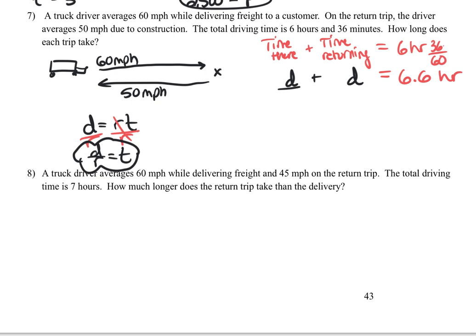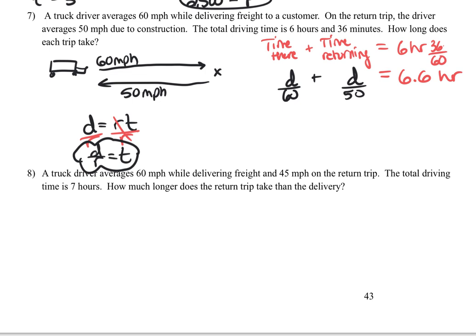And so if I don't know the time there, I can actually substitute it with the distance over the rate. So it's going to be D over, how fast were we going there? 60. So D over 60. Plus the time returning, we're going to represent it as distance over how fast were we going on the way back? 50. Okay. Whew. Now we have it set up. D over 60 plus D over 50 equals 6.6 hours.